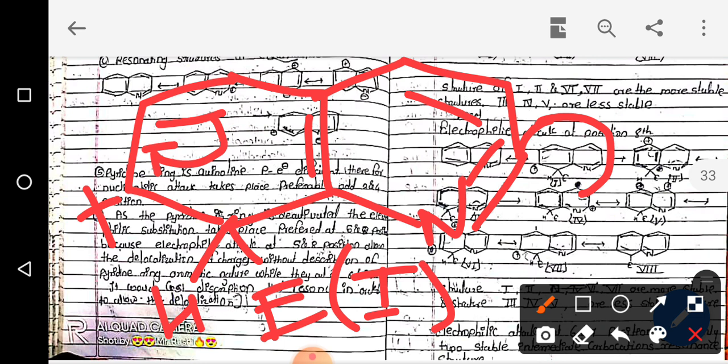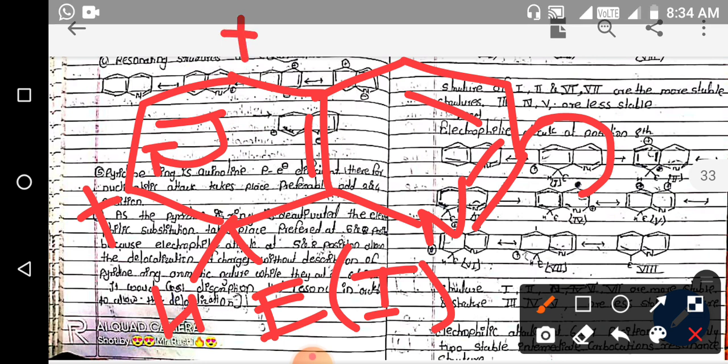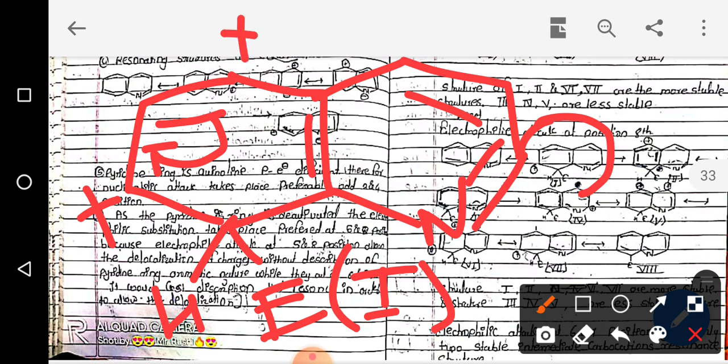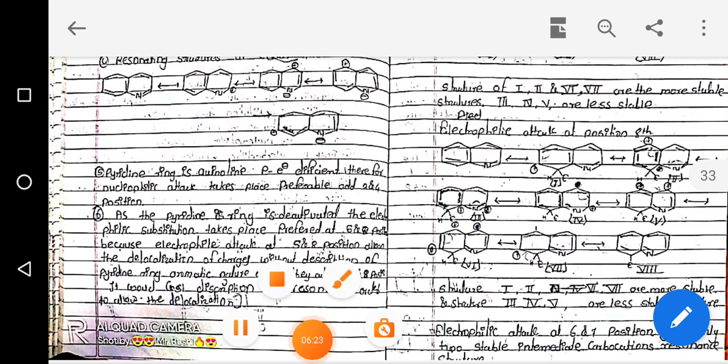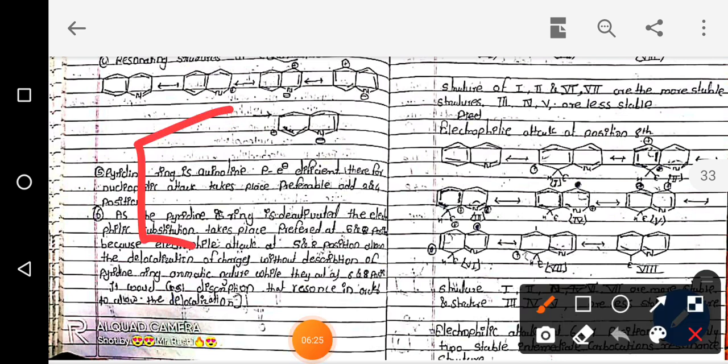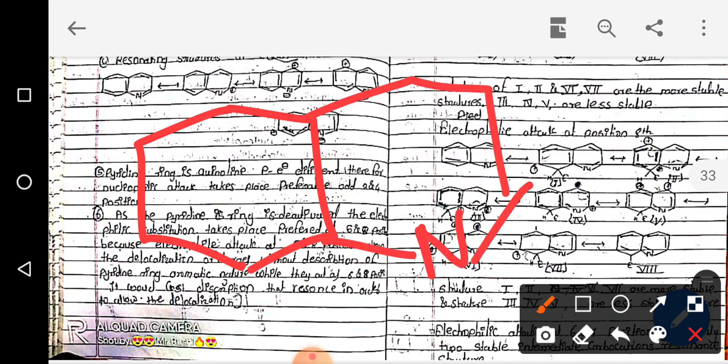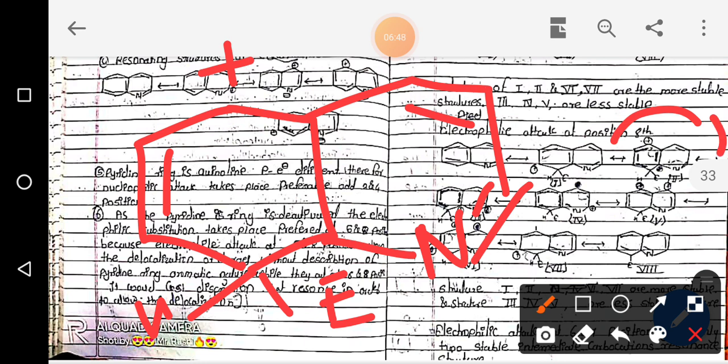This bond shifted means that in the next step a positive charge will be formed here. So we form the positive charge in this step. The positive charge forms here, with the double bond, hydrogen, and the electrophile. This is called the second step.